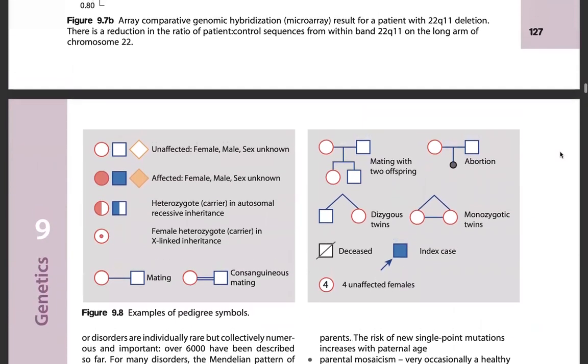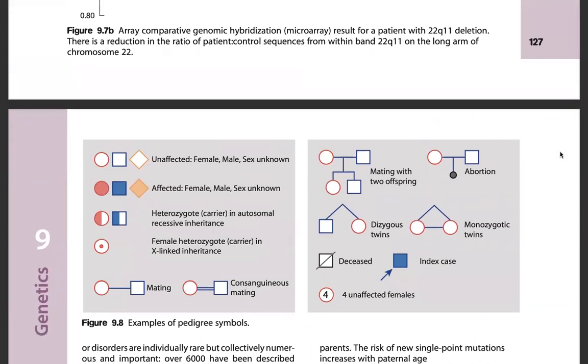Now, as shown in the figure is an example of pedigree symbols. It shows an empty circle, empty square, and empty diamond, which are unaffected female, male, and sex unknown. The affected are shaded: affected female, male, and sex unknown. Heterozygote carriers in autosomal recessive inheritance, female and male, are half shaded. Female heterozygote carrier in X-linked inheritance.